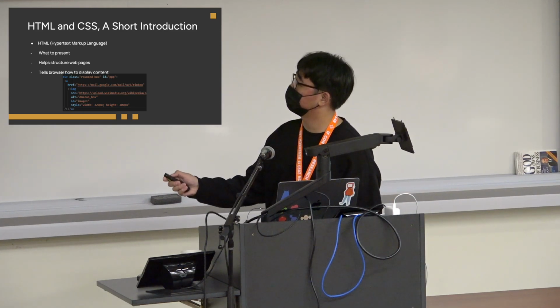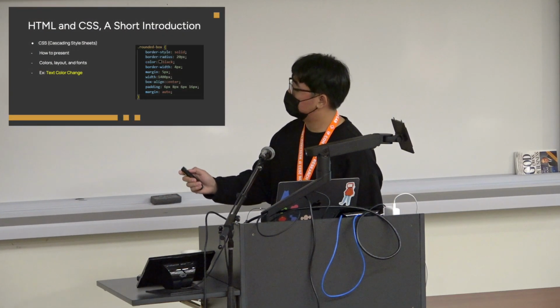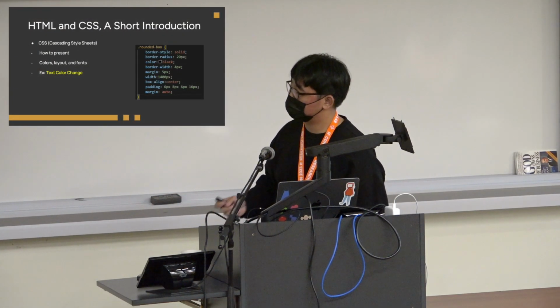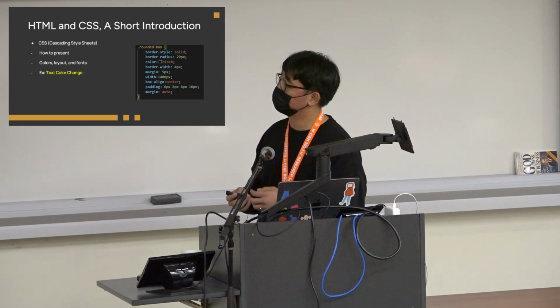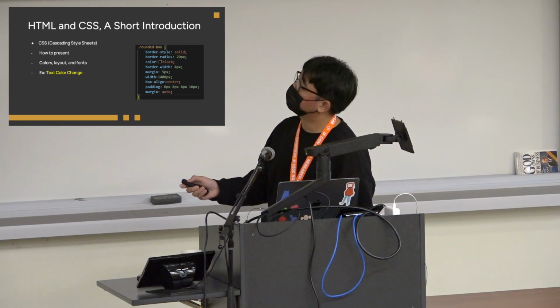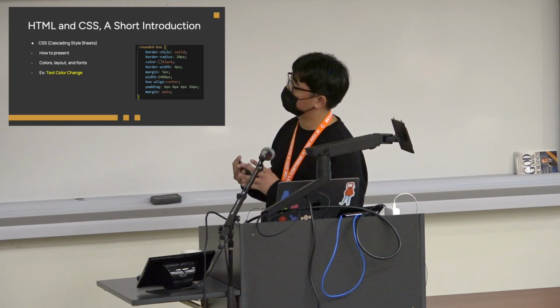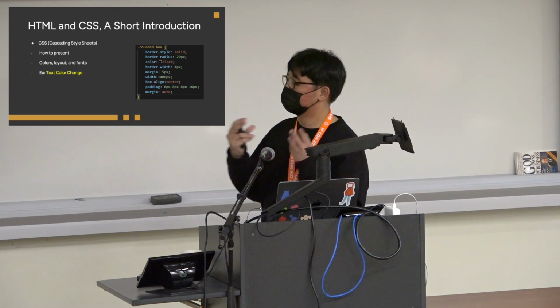which stands for Cascading Style Sheets. It determines how to present. So HTML brings what to present, and CSS makes it more presentable by changing colors, layouts, and fonts. So it basically gets the materials from the HTML and makes it more presentable, more visually appealing to the audience.